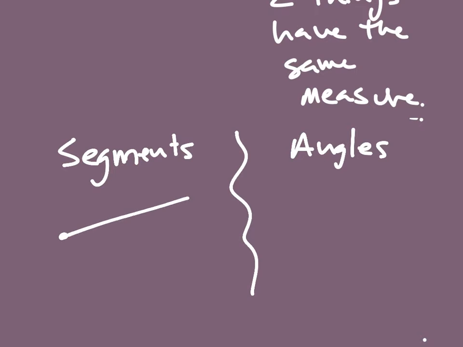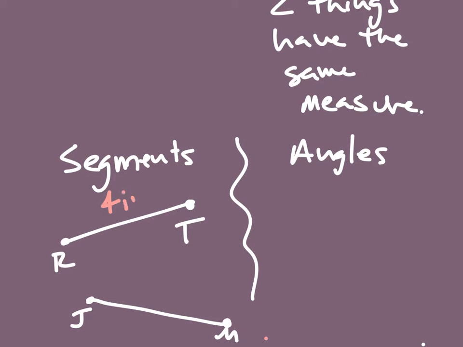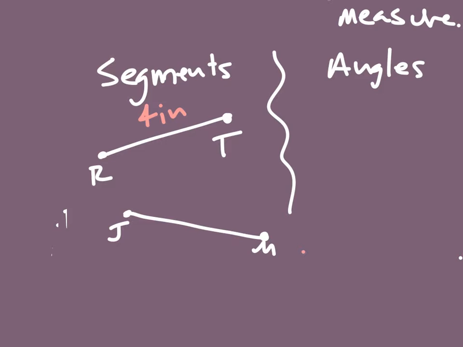Let's say I have segment RT, and let's say I have segment JM. Let's say that RT has a length of 4 inches, and the same thing applies to JM. This segment has 4 inches. What we can say is that segment RT is congruent to segment JM. Those two segments have the same measure.